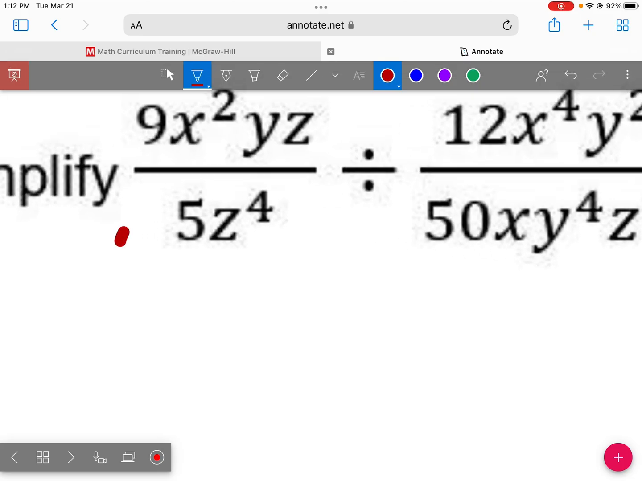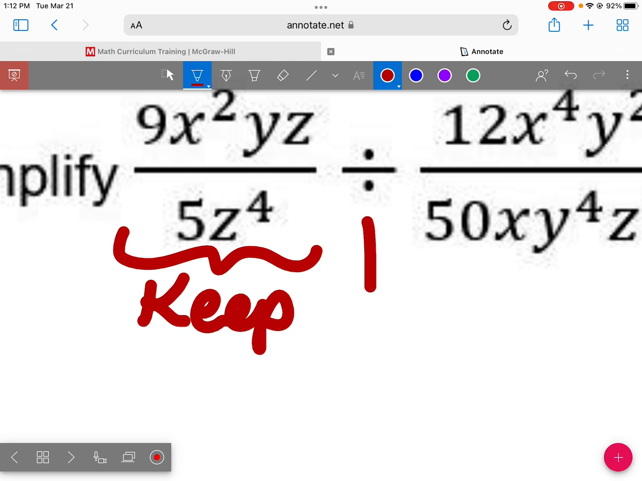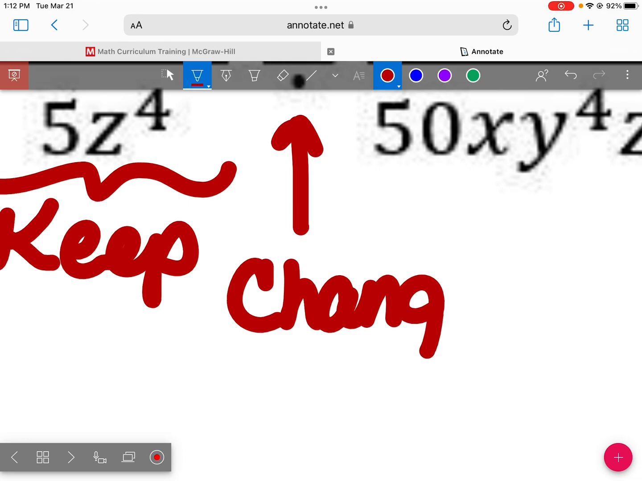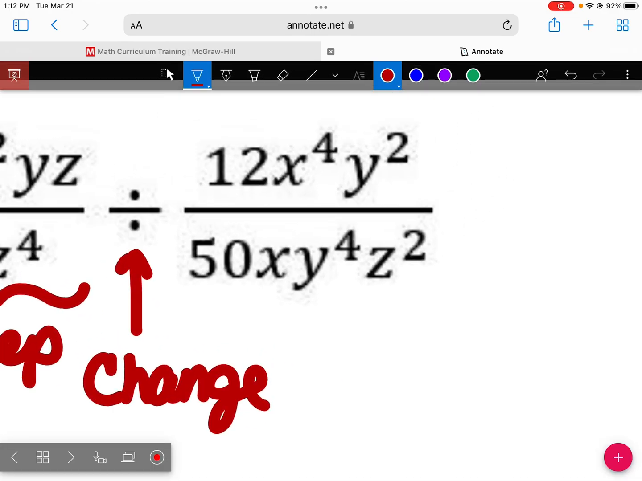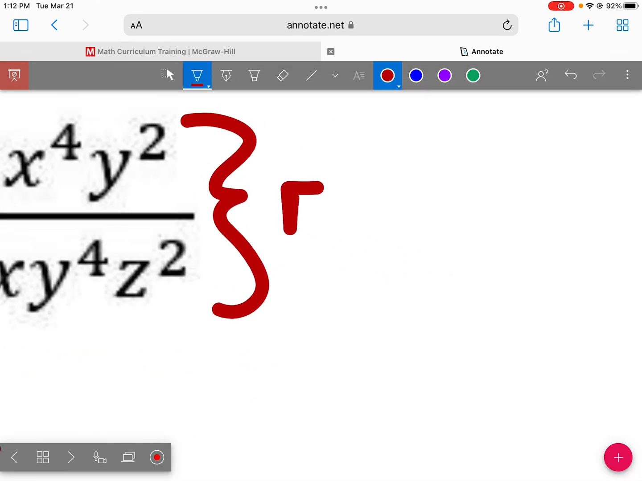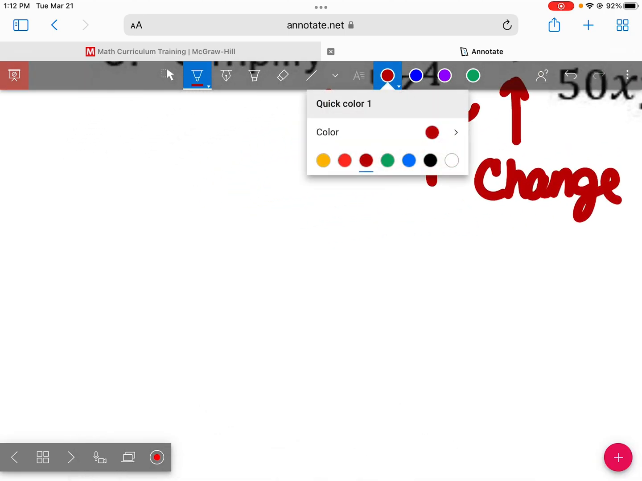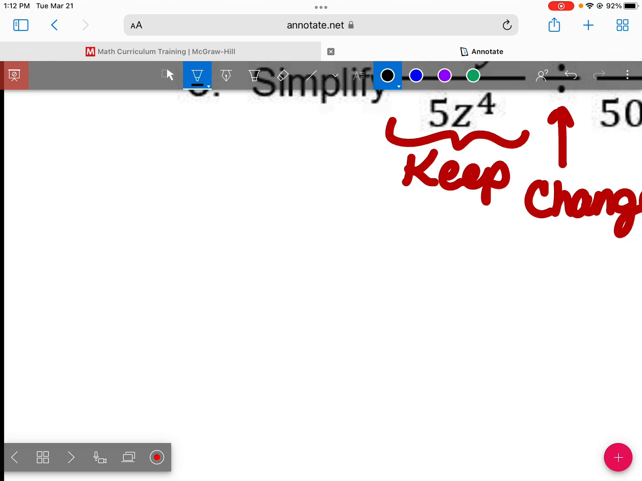KCF, keep, change, flip. Keep the first fraction just as it is. We're going to change division to what? Multiplication. And then we will flip this second fraction. All right, so first fraction stays exactly the same.